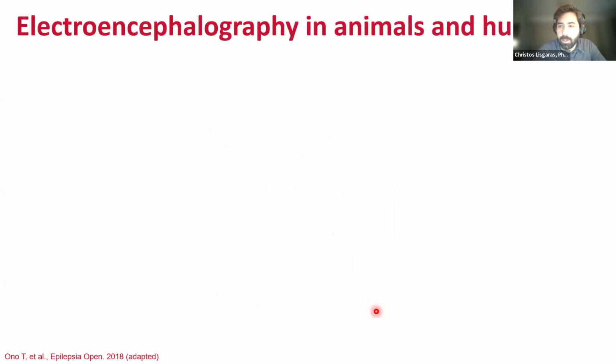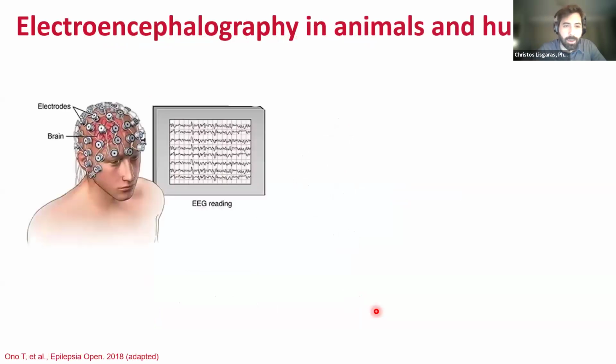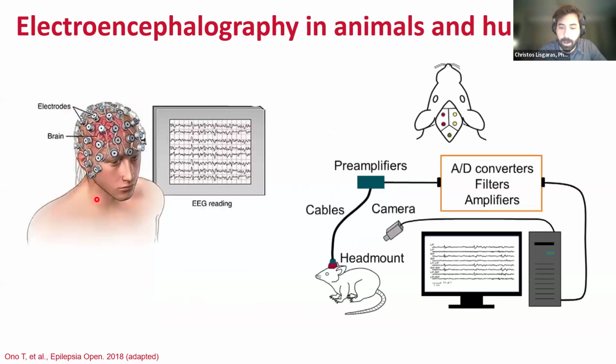So as all of you know, EEG can be applied in humans with many different electrodes on the scalp, or depth electrodes, or electrodes on the surface of the cortex. In animals, it can be done similarly because we can implant mice or rats that model a brain disorder with electrodes, and we can record the EEG in a similar way that the EEG is recorded in humans.